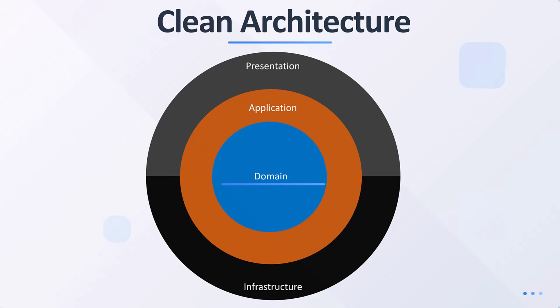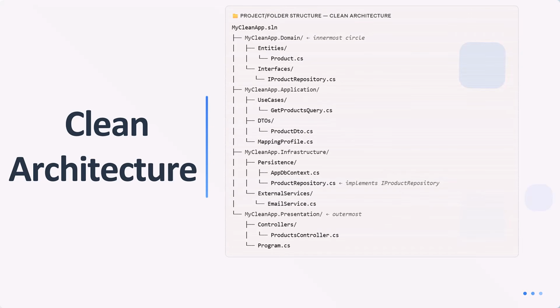But with clean architecture, the solution will look a little different. Let me show you here. You will see we have the main domain where we have the entities, and inside there we also have the repository interface. We do not have the implementation in the domain layer. The implementation will be inside the infrastructure layer, where you can see we have the DB context and we have the product repository, which implements the IProductRepository interface.